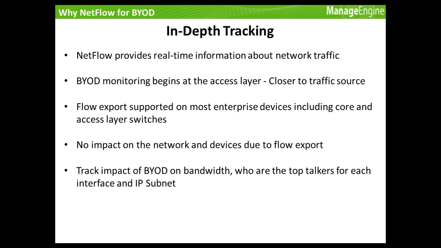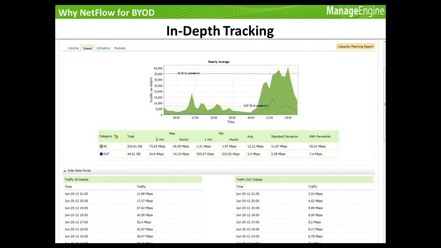Once you have started implementing BYOD, once you have allowed BYOD on your network, you can track the impact of BYOD on your bandwidth. Who are the top talkers for each interface, or you can even classify it based on the IP subnet. That's the level of information NetFlow data gives you. So you get to see the bandwidth growth over a time period, how much the bandwidth has grown.